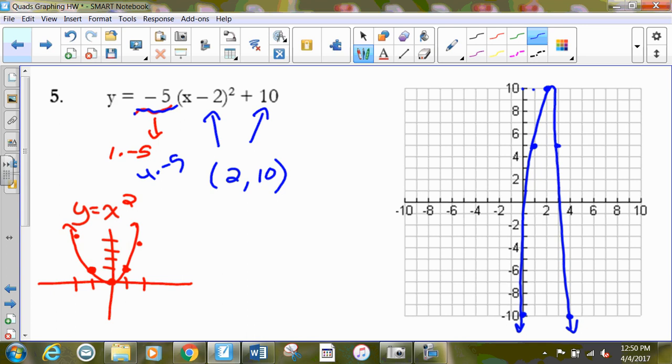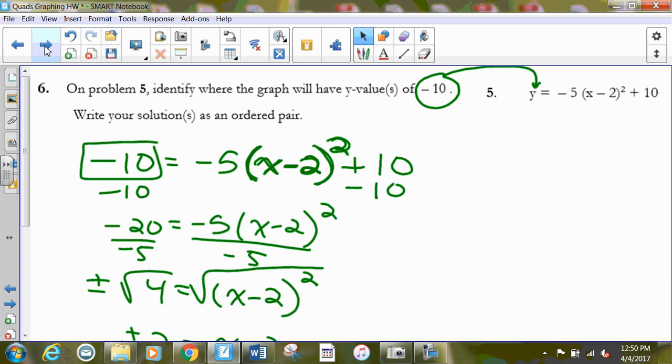So actually, if we would have been paying attention, we could have answered number 6 just by looking at our graph. It says when y is equal to negative 10, what values of x is there? Well, there we have it. x is 0 here, and x is 4 here. If it's like that on the test, be observant, and then you can skip all of that work.